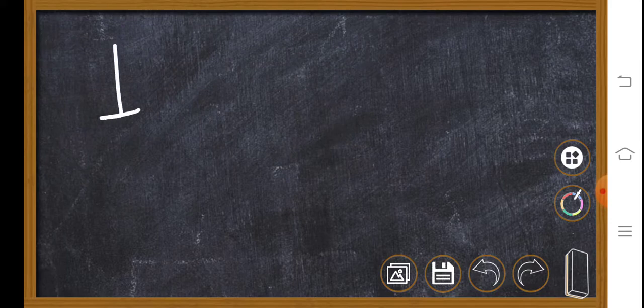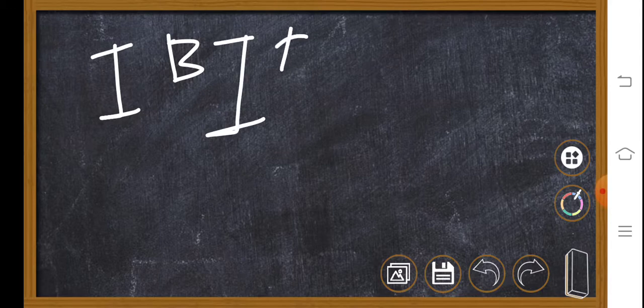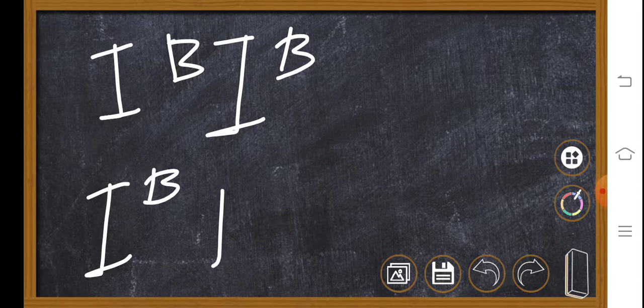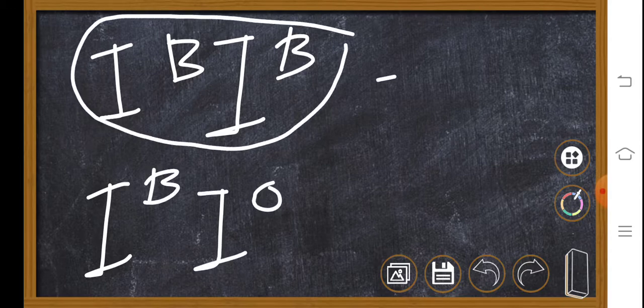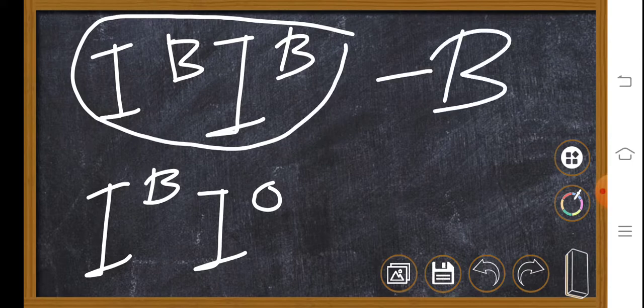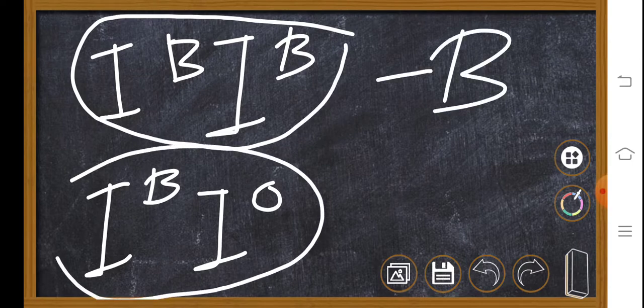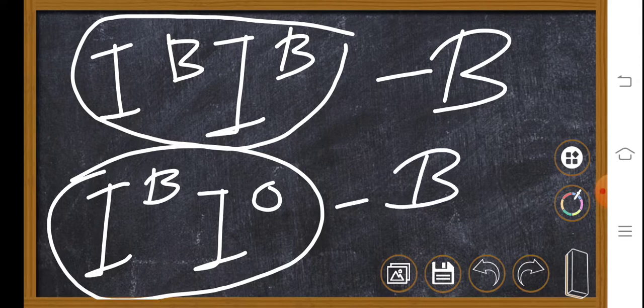The second condition is IB IB and IB I naught. So here the blood group is B. Here also the blood group is B. This is the second condition. So when a person has blood group B, you have blood group B, I too have blood group B, but we cannot say whether we have this combination or this combination.